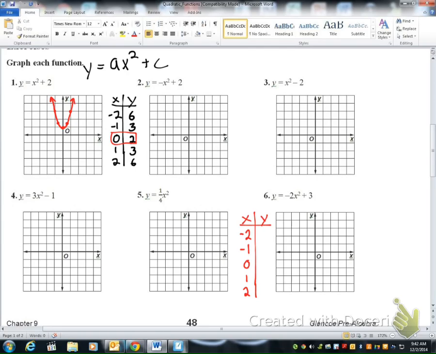So we're going to look at number 5. Okay, so for this one, we've got -2 squared. So what's negative 2 squared? 4. And then I've got 1/4 of that. So what's a fourth of 4? 1, right? So that's 1. Which also means that one down there is going to be 1, right? Because negative 2 squared is 4, but positive 2 squared is also 4.